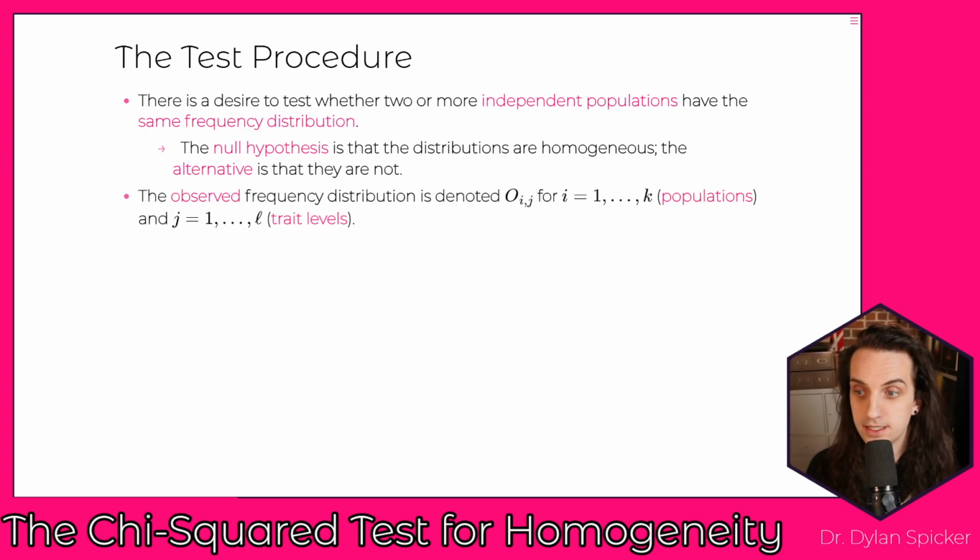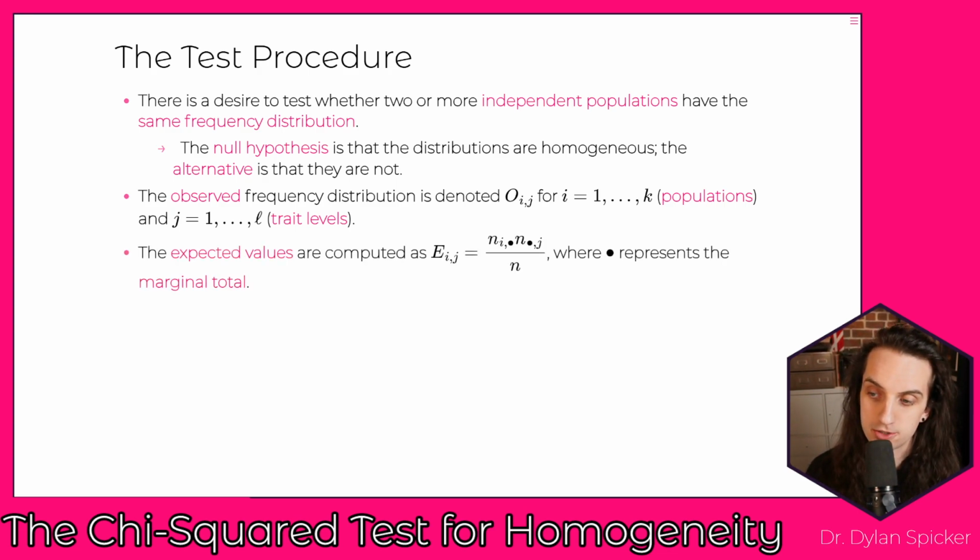The observed frequency distribution is going to be denoted as O_ij, where i is going to characterize each population. So we have i = 1 up to K. We're testing K populations. And the trait that we're testing is going to have L total categories. And so then we have O_i1, O_i2, up to O_iL. For each population, we're going to have those L categories, and they correspond to the same things across all of our independent populations.